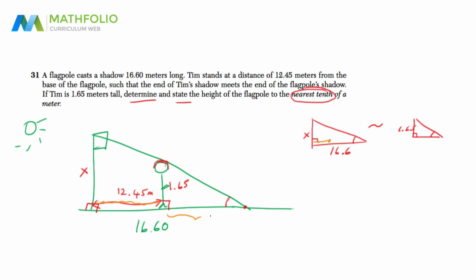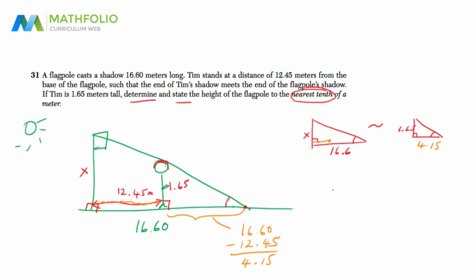So the distance here to here, we could find this distance by doing 16.60 minus 12.45. So that gives us an answer of 4.15. So I now know that this is 4.15 meters.